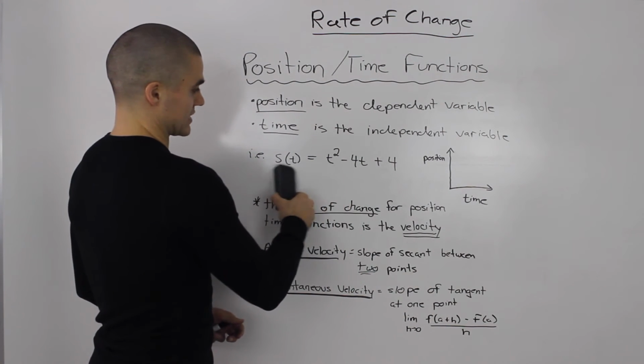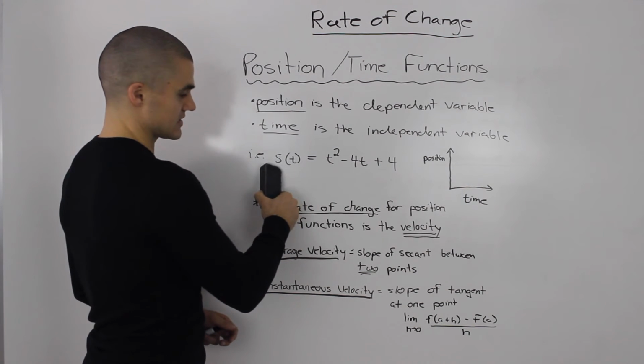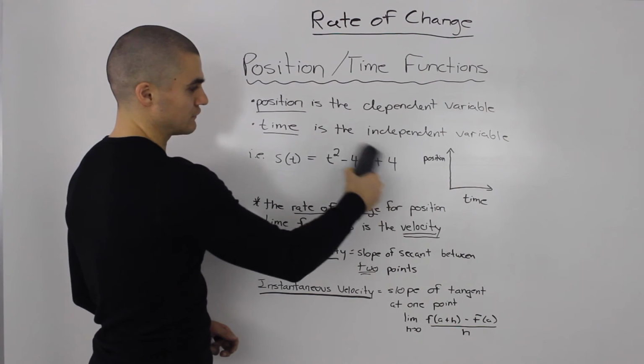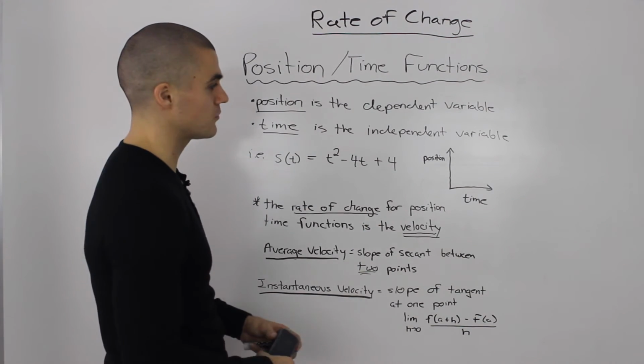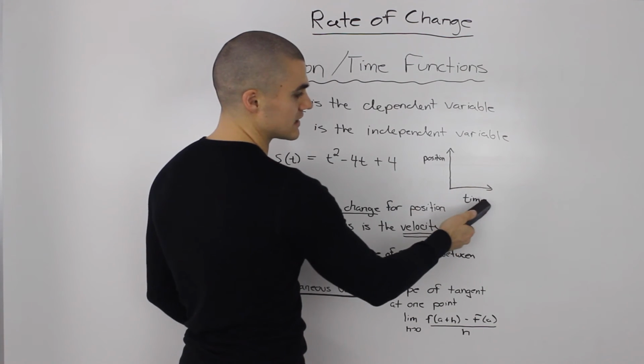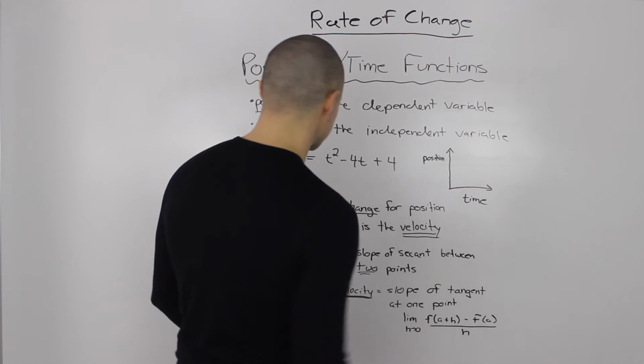So you could have it as an equation. S, which represents the distance, is equal to some kind of function in terms of t, where t is the time. Or you can have a graph. So the dependent variable position is on the y-axis, the independent variable time is on the x-axis.